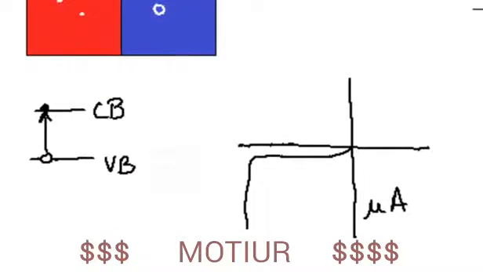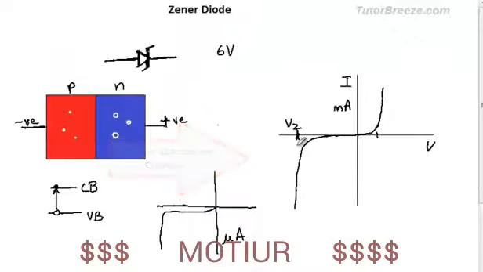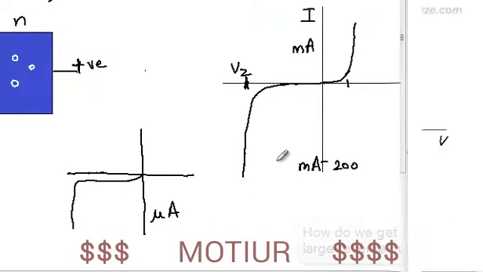Now over here we are talking of a reverse saturation current, which means the current is saturated, it cannot increase beyond this value, and then all of a sudden we find that a very large current is flowing. Now let's see how are charge carriers produced in such large numbers that we have a reverse current which is in milliampere. Maybe it could be say about 200 milliamperes of current which is flowing in the reverse direction. So let us see how is such a large current produced.